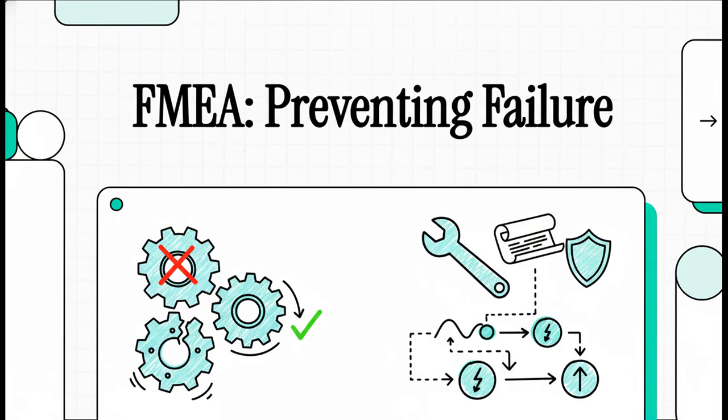Today, we're diving into a really cool method engineers use to stop problems before they even happen. It's called Failure Mode and Effect Analysis, or FMEA for short. And yeah, it's basically about predicting the future of failure so you can prevent it.